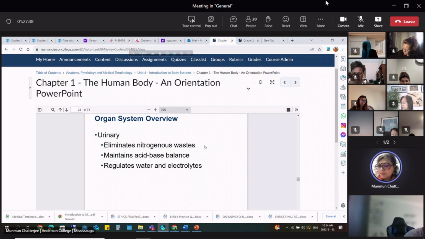It also maintains the acid-base balance, whether our body is going to be acidic or basic. By eliminating different ion concentrations, like the hydrogen ion or the hydroxyl ion, it maintains the acid-base balance, and it also regulates water and electrolytes. What are the electrolytes? We have learned sodium, potassium, calcium, magnesium, phosphorus, manganese.